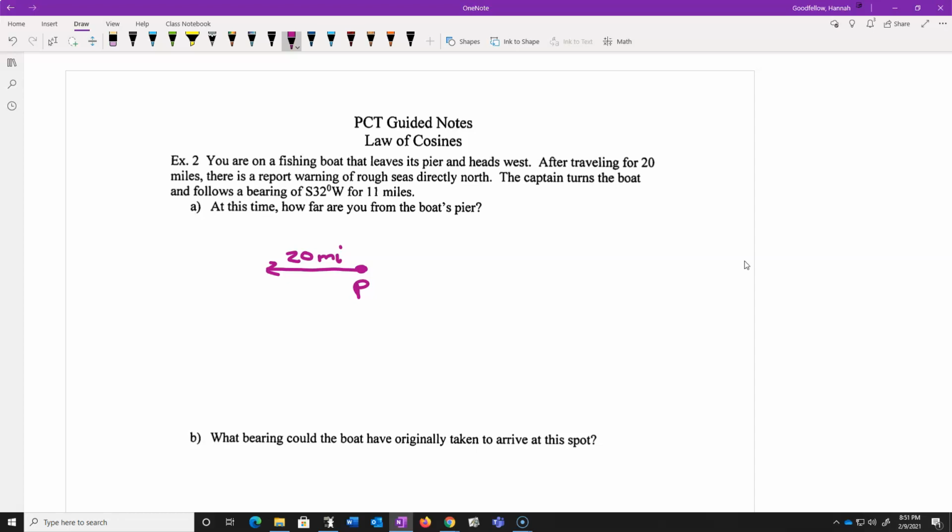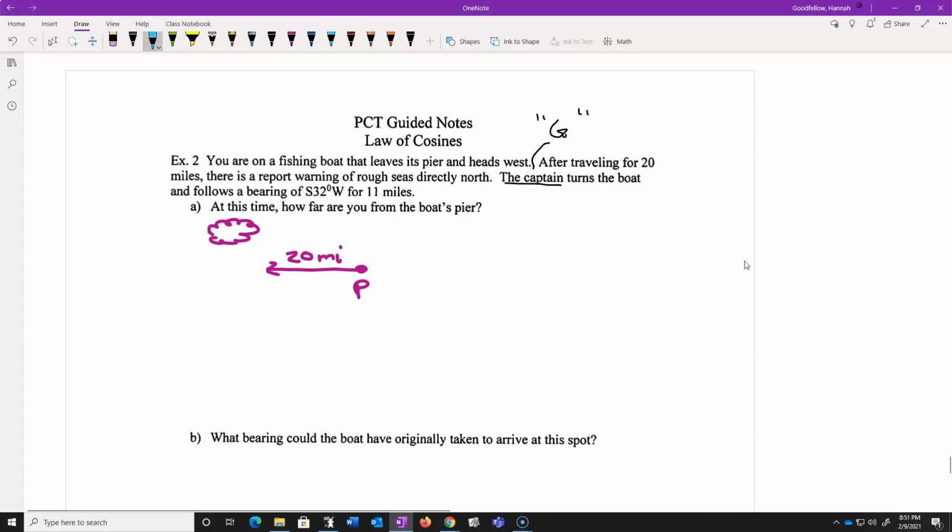And then you hear a reported warning that there are some rough seas up here to the north. So you decide to turn. Now, here's where the most important part of the story takes place. The captain, Captain G. Okay? My favorite letter is the C. Get it? Never mind. He turns the boat and follows a bearing.